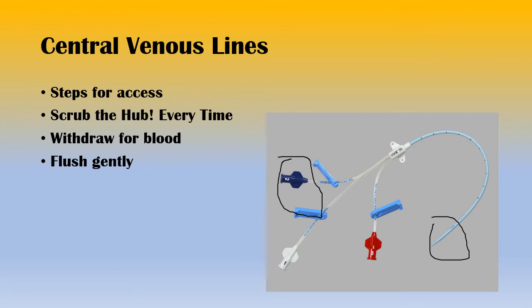So steps for access: scrub the hub every time, just like everything else. Withdraw for blood, then flush gently. These are a little thicker, a little more robust. You can use the smaller syringes on these. It doesn't really matter. They're thicker and they're not going to rupture like the PICC line will.